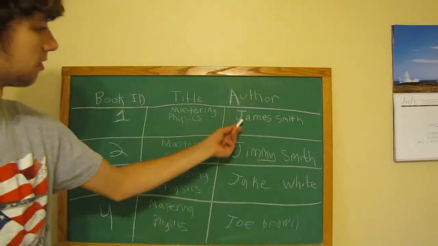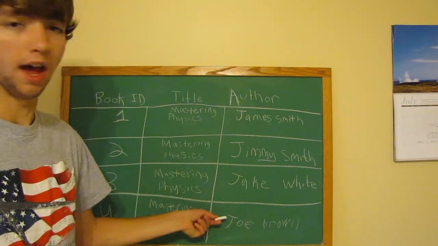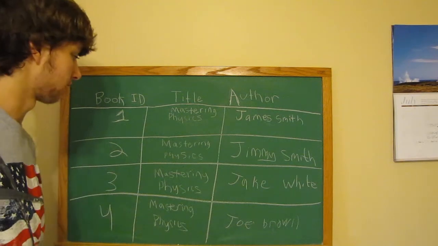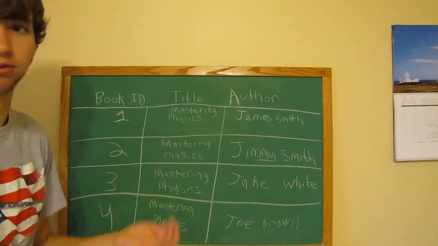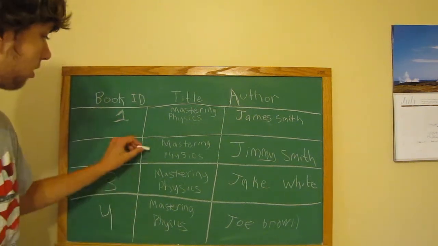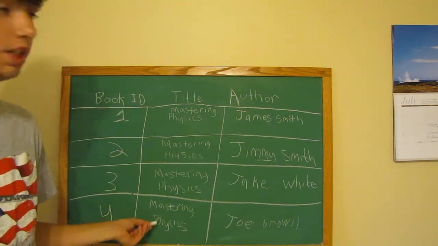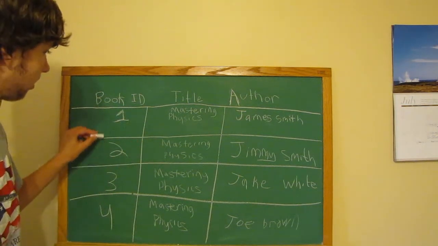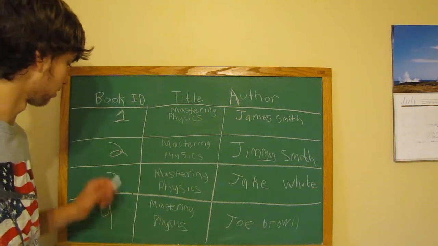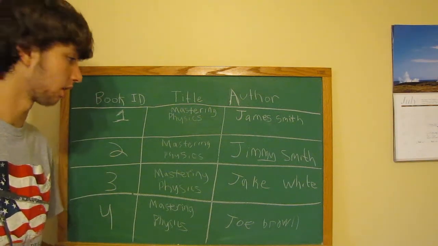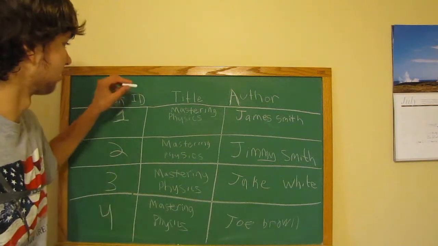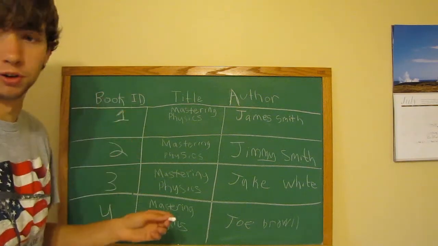Okay guys, now you can see that Mastering Physics has the 4 authors. What's the problem here? You can see that Mastering Physics is listed 4 times. That is a lot of useless information, because that's 3 boxes here you don't need. And also, you can see that Mastering Physics now has 4 book IDs. That takes 3 book IDs away from a different book. And also, now, it's not technically unique because 2 and 1 are exactly the same.